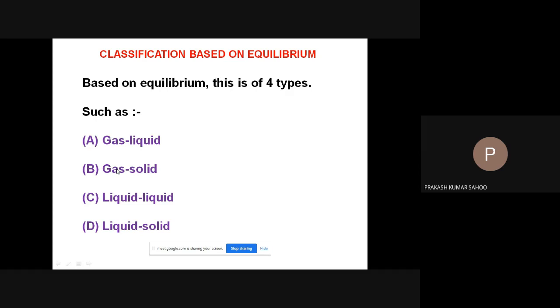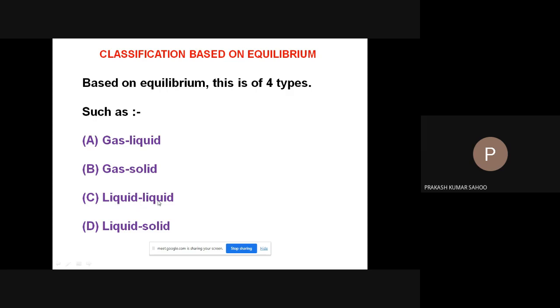The third one is your liquid liquid equilibrium, where liquid liquid extraction will be one process, and liquid liquid column chromatography, liquid liquid planar chromatography, and the last one, an advanced process, that is HPLC, high pressure liquid chromatography, is based on the liquid liquid equilibrium process.